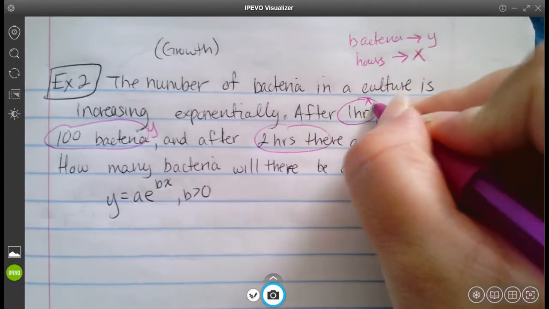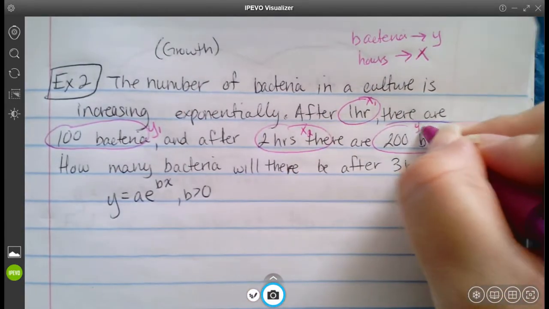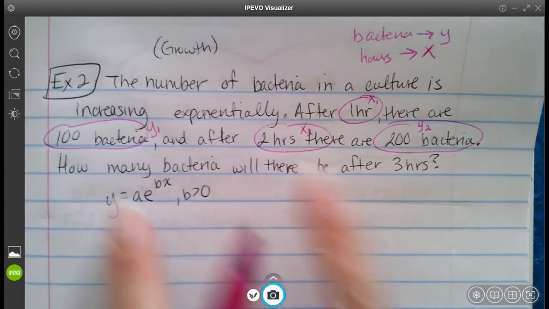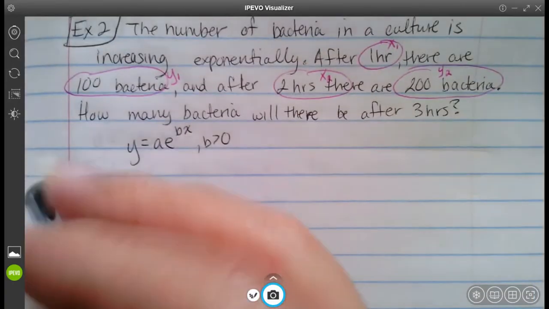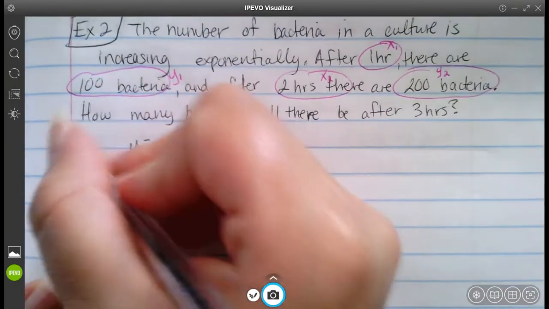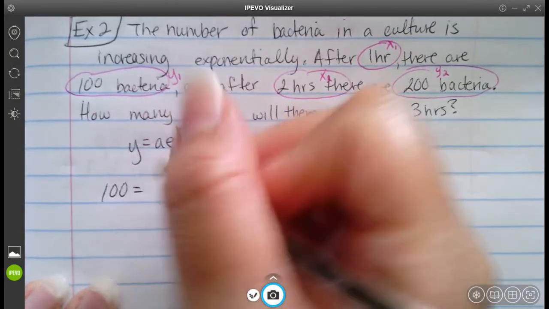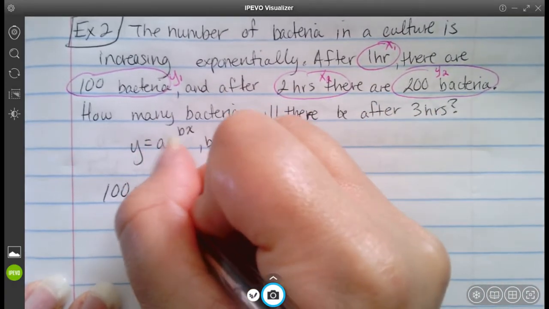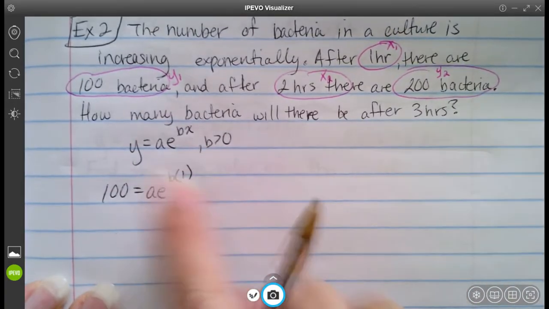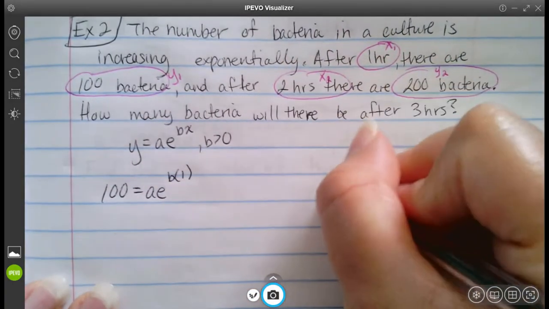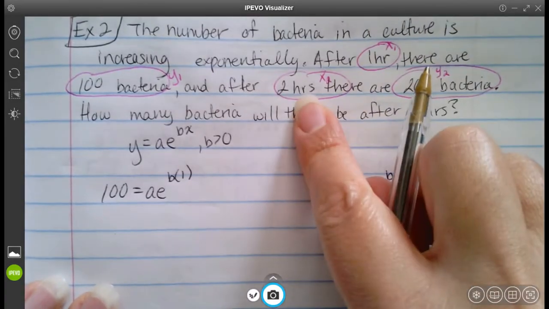For this one, let's call it x1 and this is y1. For this x2, we have y2 right here. So I'm going to use those two together and these two together. Let's try this out. For my first equation, I have 100 bacteria after 1 hour, so a times e to the b times 1. Remember, my x is my time. For the second equation, it's going to be 200 equals a times e to the b times 2.